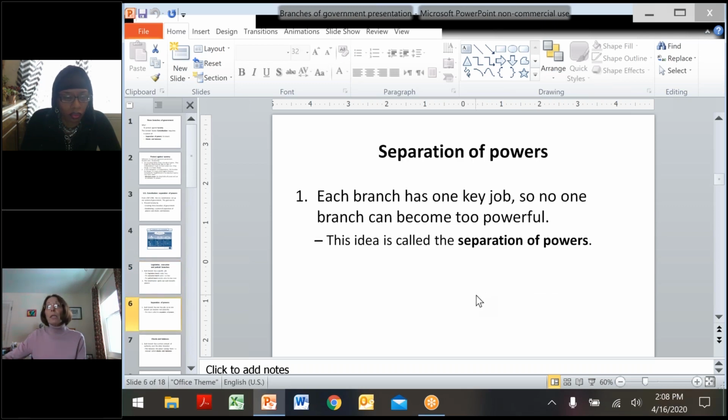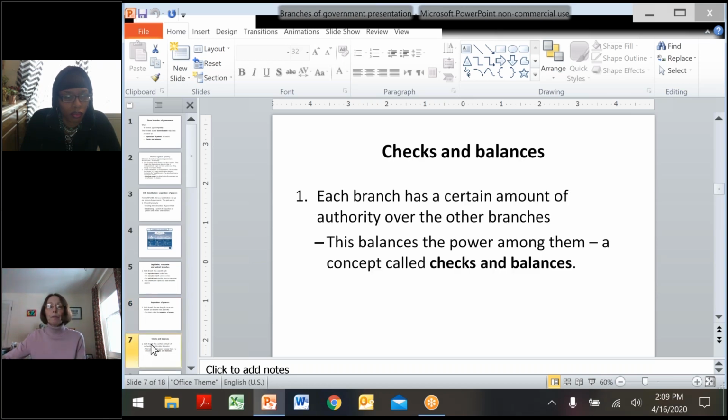Okay, what does the separation of powers mean? It means that each branch has one key job so that no one branch can become too powerful, because as I said before, they were very concerned about avoiding becoming a dictatorship. That was their major idea. That was the major idea behind this. And this idea is called the separation of powers.